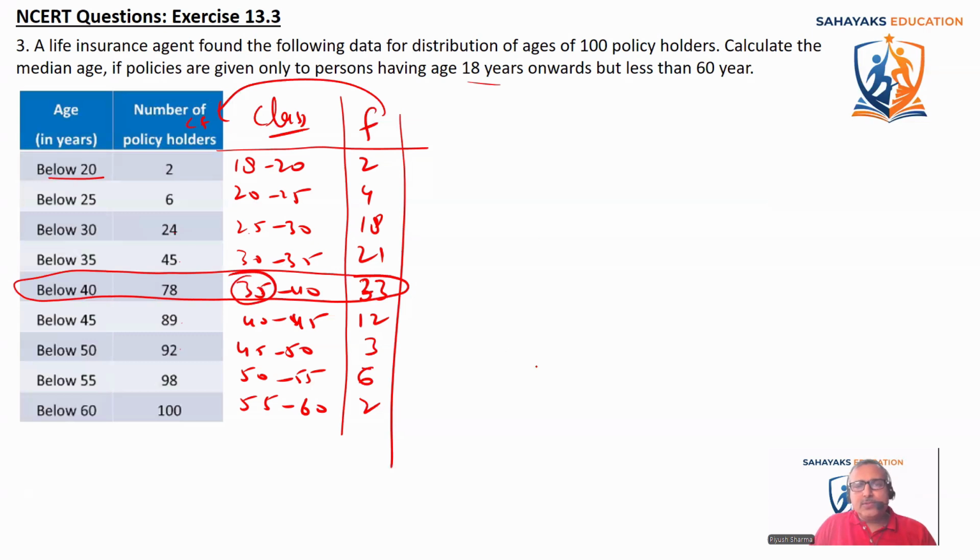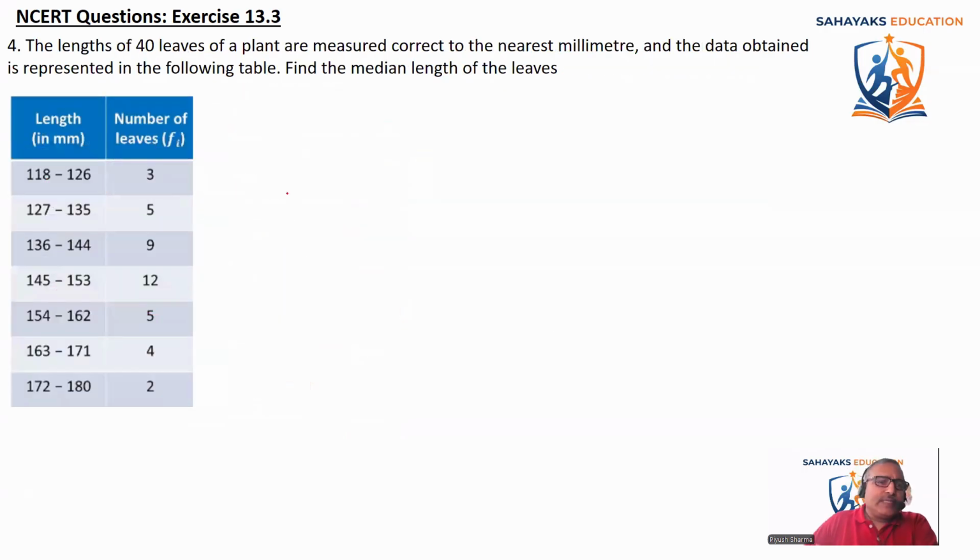Okay, let's come to the next question. Now, it's a straightforward question because they've already given the lower class and the middle class. The length of 40 leaves of a plant are measured correct to the nearest millimeter, and the data obtained is represented in the following table. Find the median length of the leaves. You have to find the median length of the leaves.